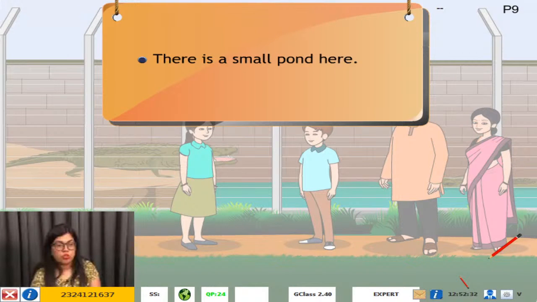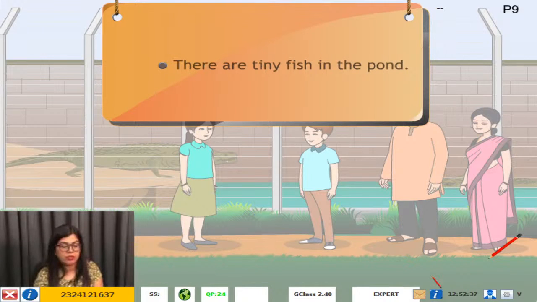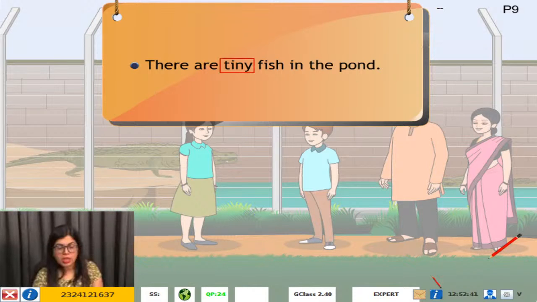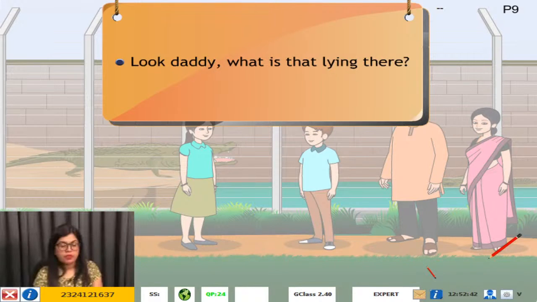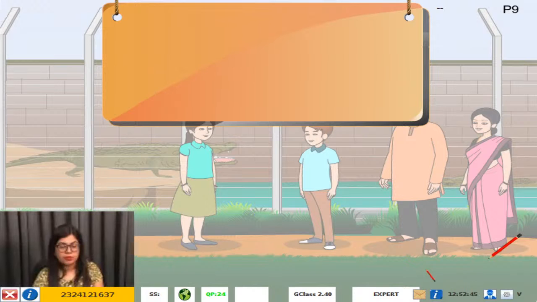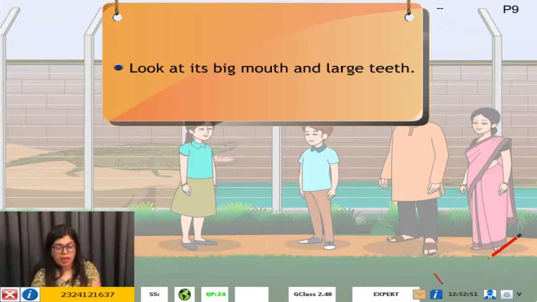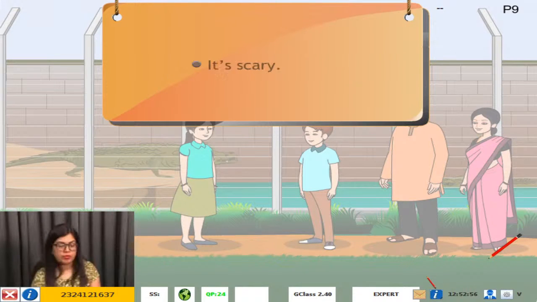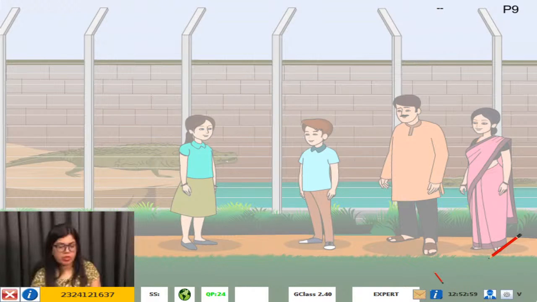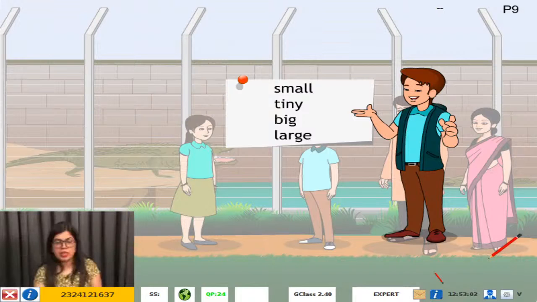So there is a small pond here. So we have the word small here. There are tiny fish in the pond. So we have tiny. Look, Daddy, what is that lying there? It's a crocodile. Look at its big mouth and large teeth. So here we have big and large. Then it's scary. Here we have scary. So small, tiny, big, large.